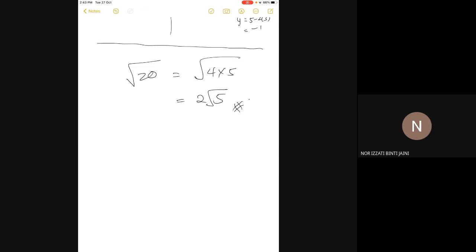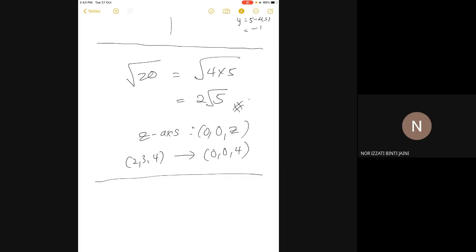F pun sama. F kalau dia tanya Z axis means Y awak kosong, X awak kosong, Z saja yang ada. So sekarang kalau 2, 3, 4 pergi pada Z axis, okay, 0, 0, 4. So akan ada 4 tambah 9, 13. Punca kuasa 13. Faham? Nombor 12 ni pun samalah ni.